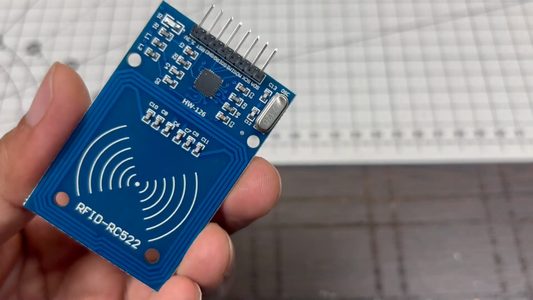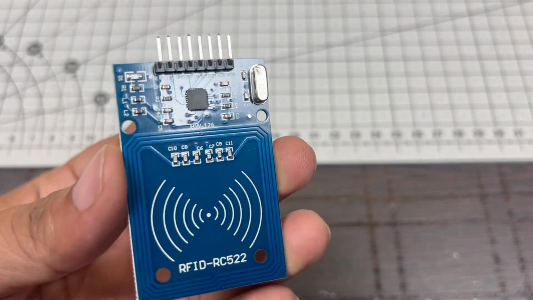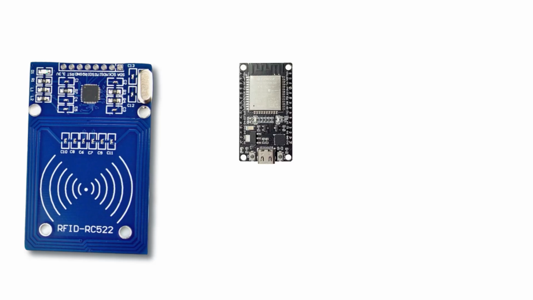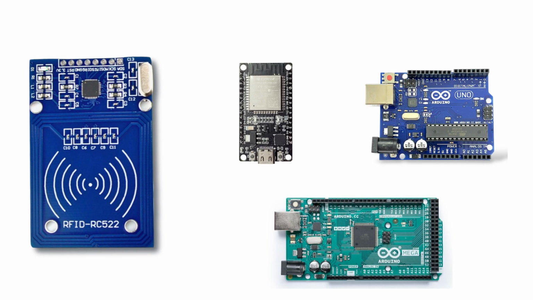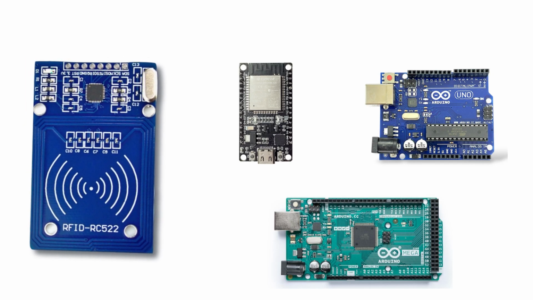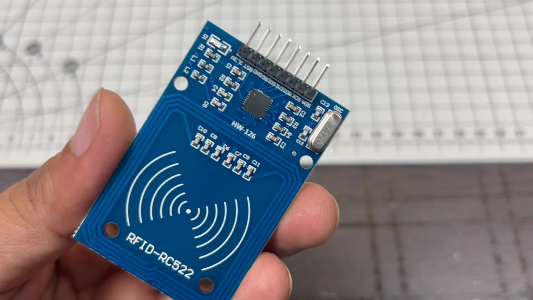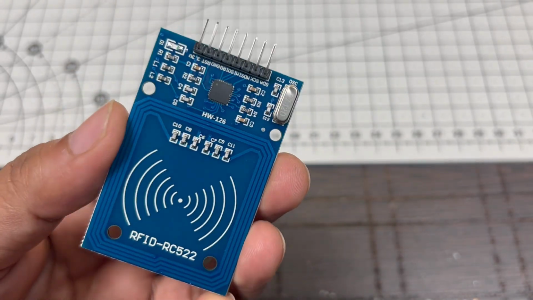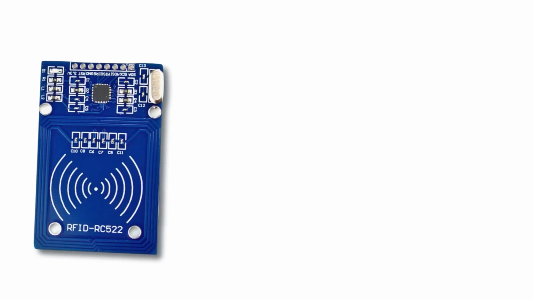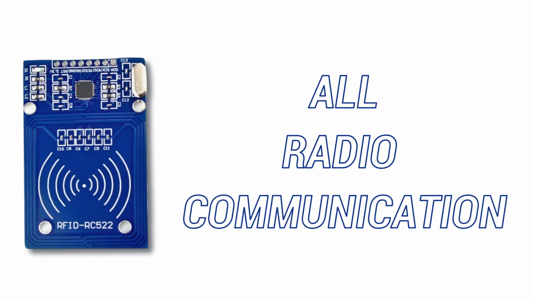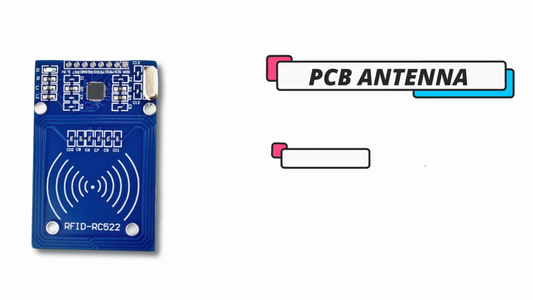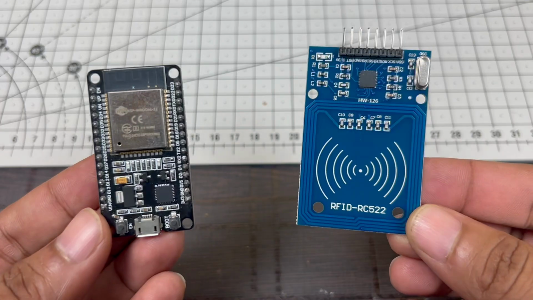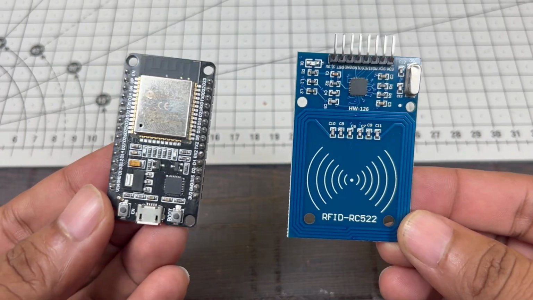The MFRC522 module communicates with microcontrollers using the SPI protocol, which makes it super easy to connect with boards like the ESP32, Arduino Uno, or Mega. Some modules also support I2C or UART, but in this video, we'll be using SPI communication for faster data transfer. The module usually includes the RC522 IC, which handles all radio communication, a built-in PCB antenna optimized for 13.56 MHz operation, and a 3.3 volt power interface, which perfectly matches the logic level of the ESP32.